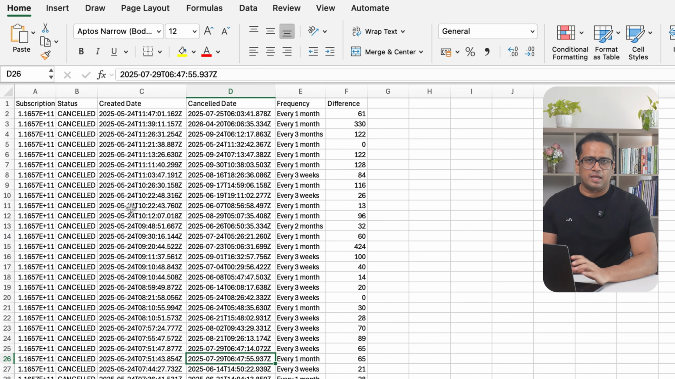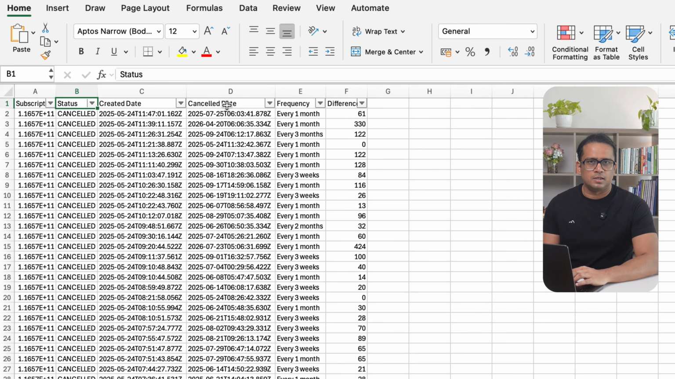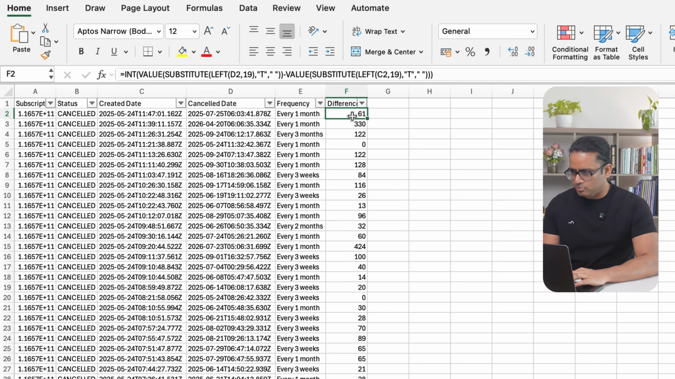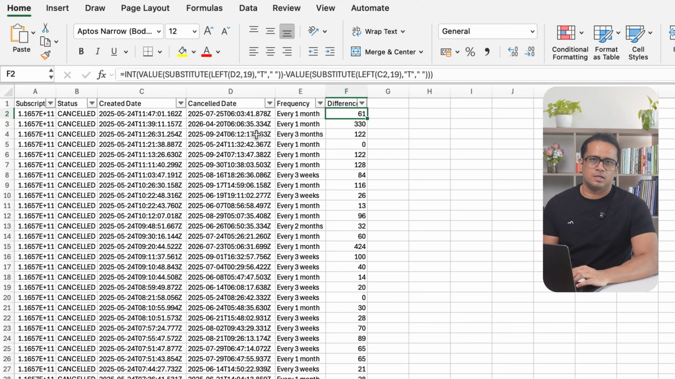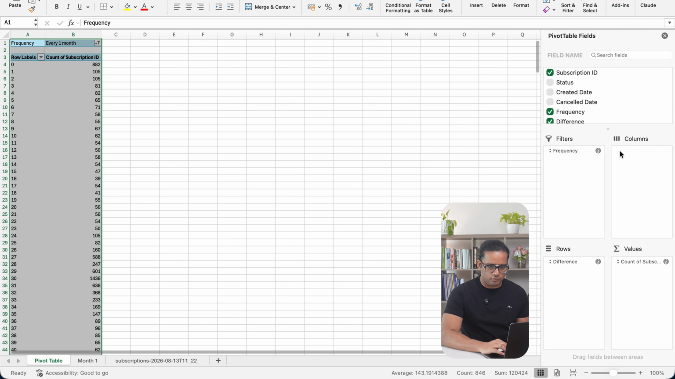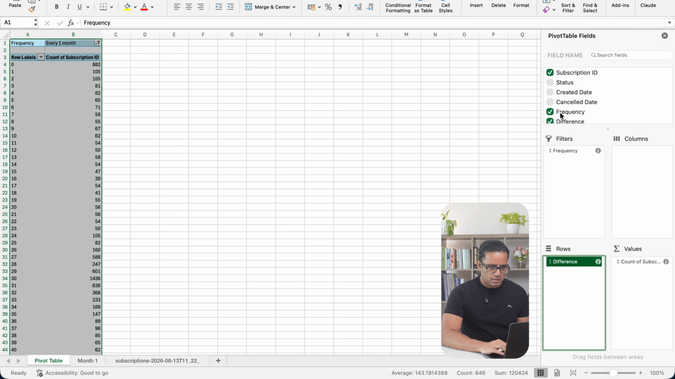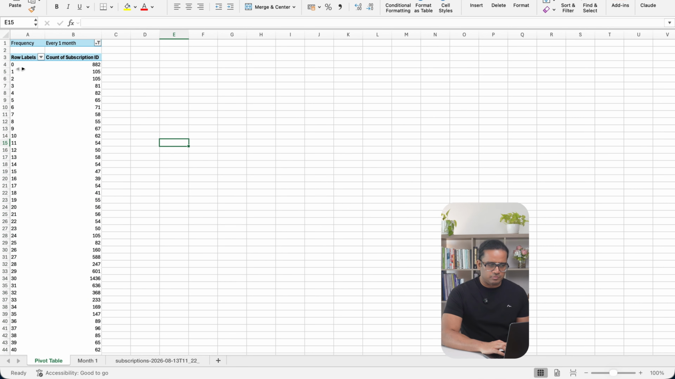So over here, I have this raw data of subscriptions. In this, we have the subscription data and the status. I only took the cancelled status, and then we took the created date and cancelled date. Then I put in a formula. This formula gives the number of days it took from creation to cancellation, and then we pivoted. In the pivot, we put the difference of days as the row and count the subscriptions as the frequency. So it will create something like this.